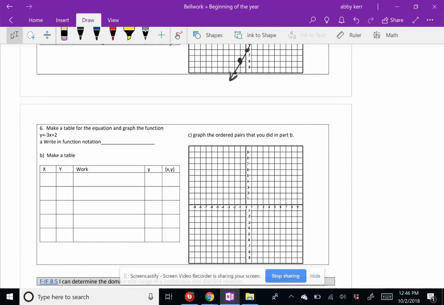All right, for number 6, you're going to do the same exact thing. Scribble out this y column. Don't worry, tomorrow on the test it won't be there. We're going to write this as function notation, just replacing the y with f of x.